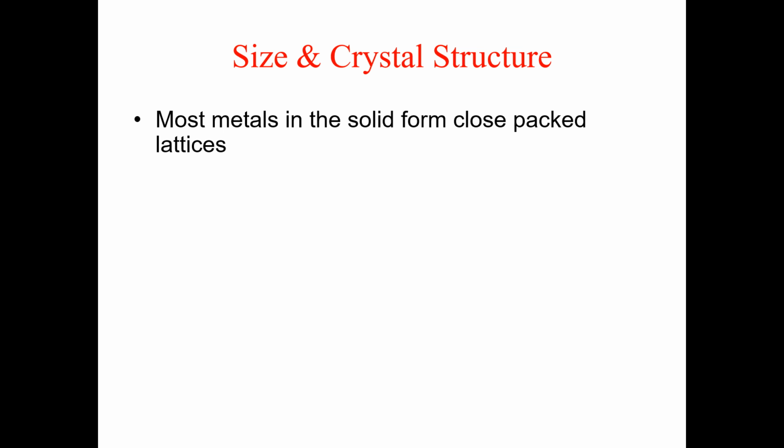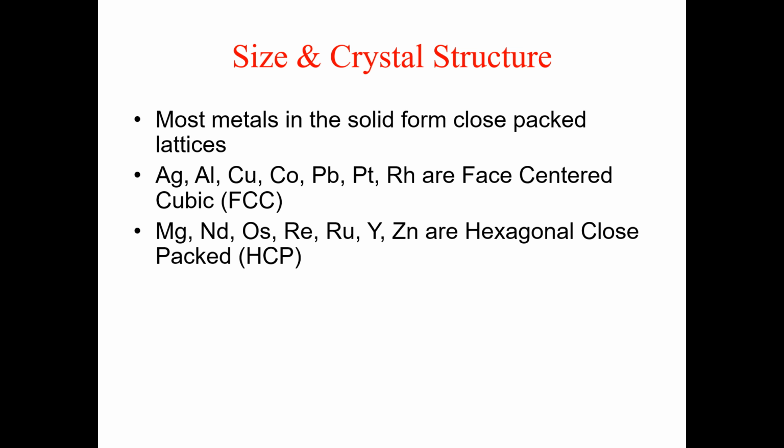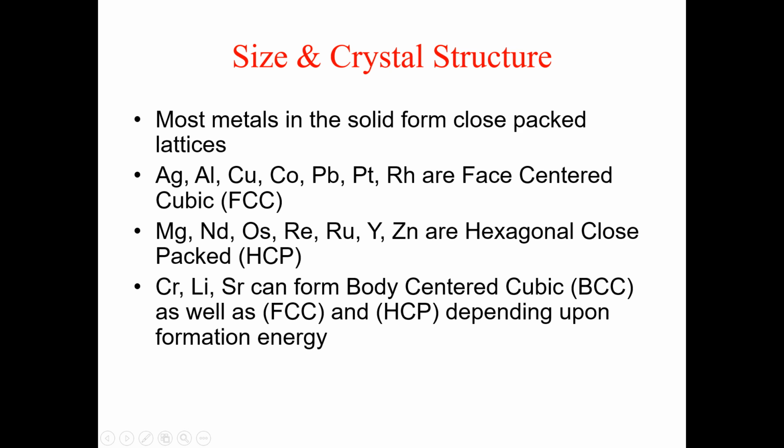So in terms of size and crystal structure, we remember that most metals in solid form have close packed lattices. Good examples of face centered cubic are sodium, aluminum, copper, cobalt, lead, platinum, and so on. But there are also elements which form the hexagonal close packed structure, or hexagonal close packing. The most popular of them are magnesium, zinc, yttrium, rubidium, and so on. All these are hexagonal close packed materials. So similarly, we have BCC, FCC, and HCP types of materials.